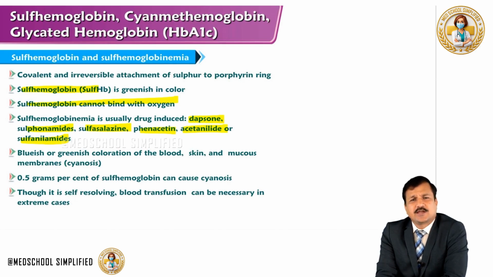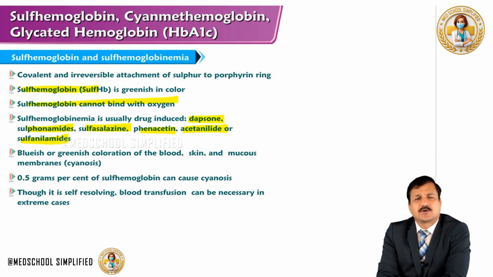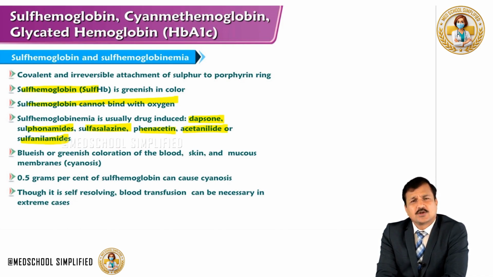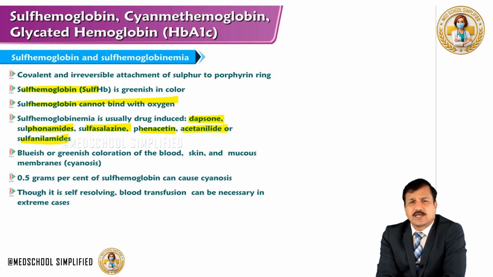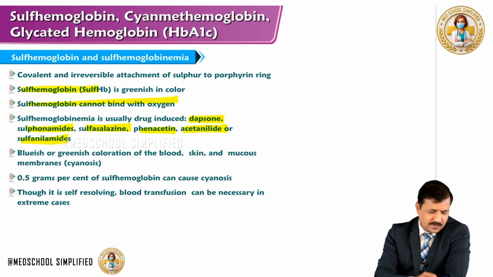Bluish or greenish coloration of the blood is the characteristic feature of sulfhemoglobinemia, and the skin and mucous membranes will show cyanosis because oxygenation is not going on with the sulfhemoglobin. 0.5 grams percentage of sulfhemoglobin may lead to cyanosis, so even a very small amount can cause it. Though it is a self-resolving condition, blood transfusion can be necessary in extreme cases.